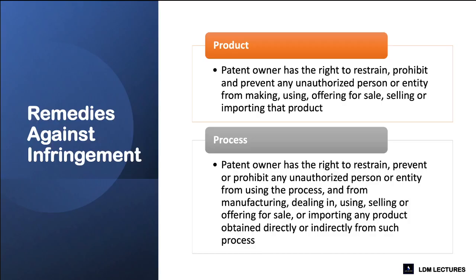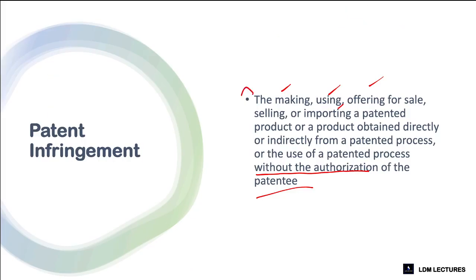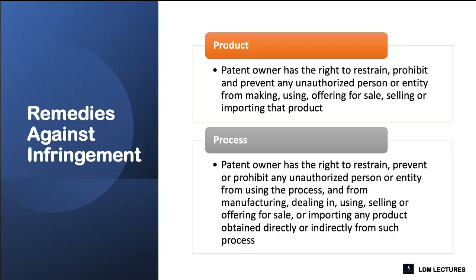Next. Okay, remedies against infringement. Remember yung definition natin kanina, no? Itong first part, ang tinutukoy product. Di ba? Even ito, patented product or even that product obtained directly or indirectly from a patented process, or the use of a patented process. So, you must identify whether the infringement involved a patented product or a patented process. Kasi in applying remedies against infringement, magkaiba yung pamamaraan. You must first identify whether the subject is a product or a process.